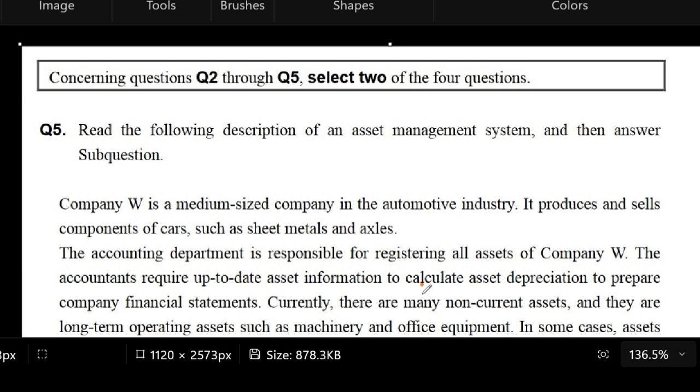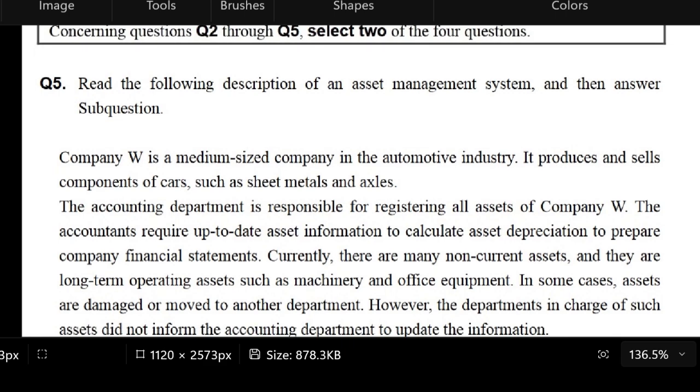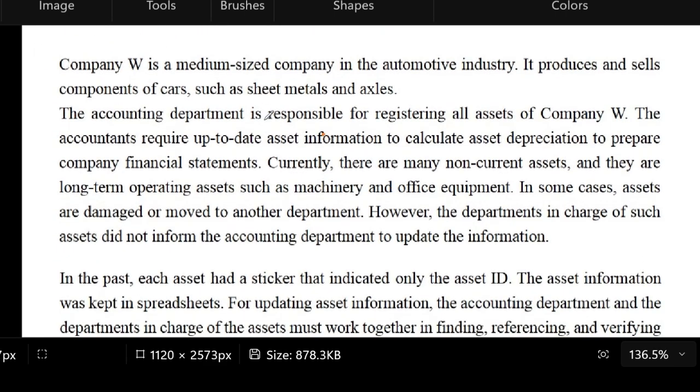Question number 5 of the PhilNITS FE afternoon portion of the exam. In this question, we are supposed to read the following description pertaining to an asset management system and then answer the sub-question. I quickly read this part a while ago when I was answering the question, and I think we can do that very quickly right now.